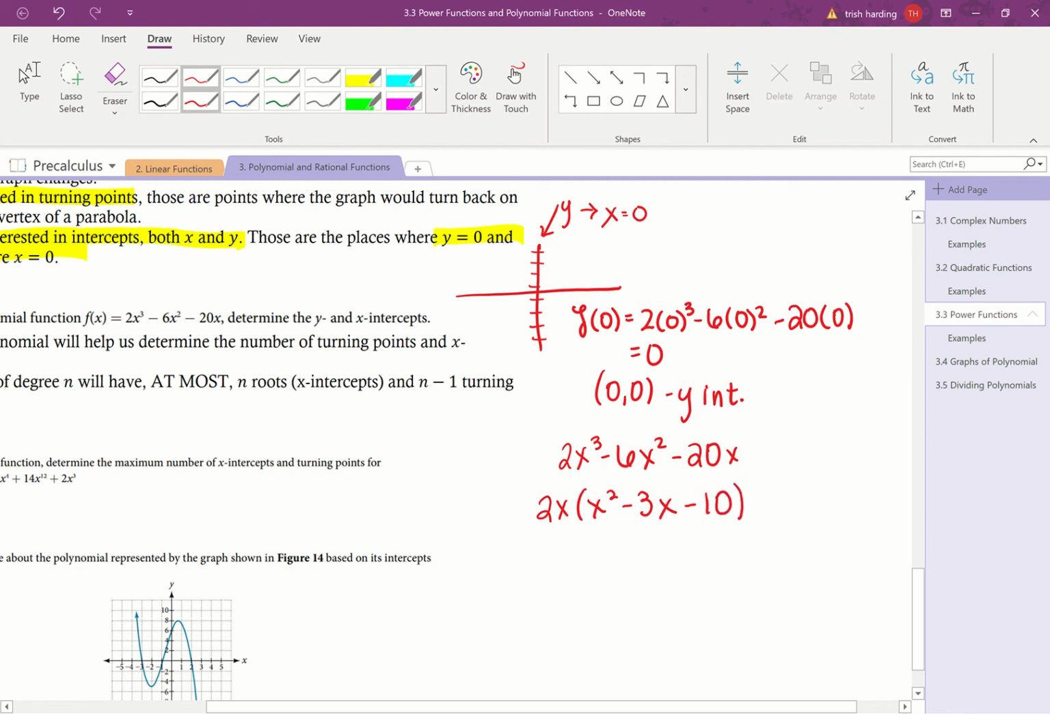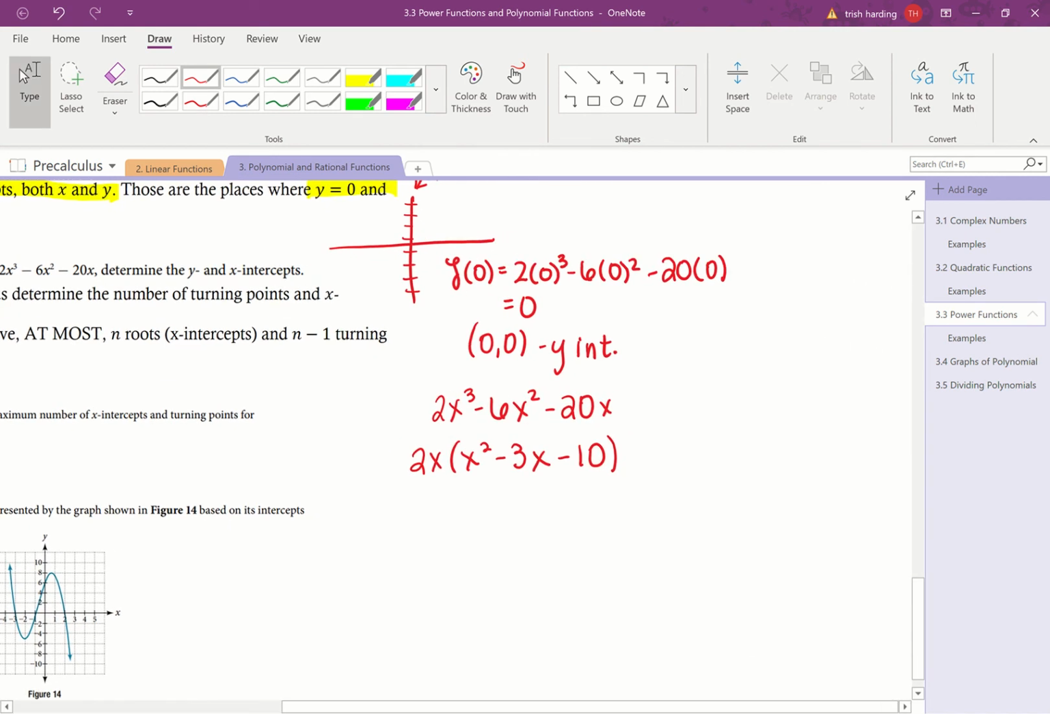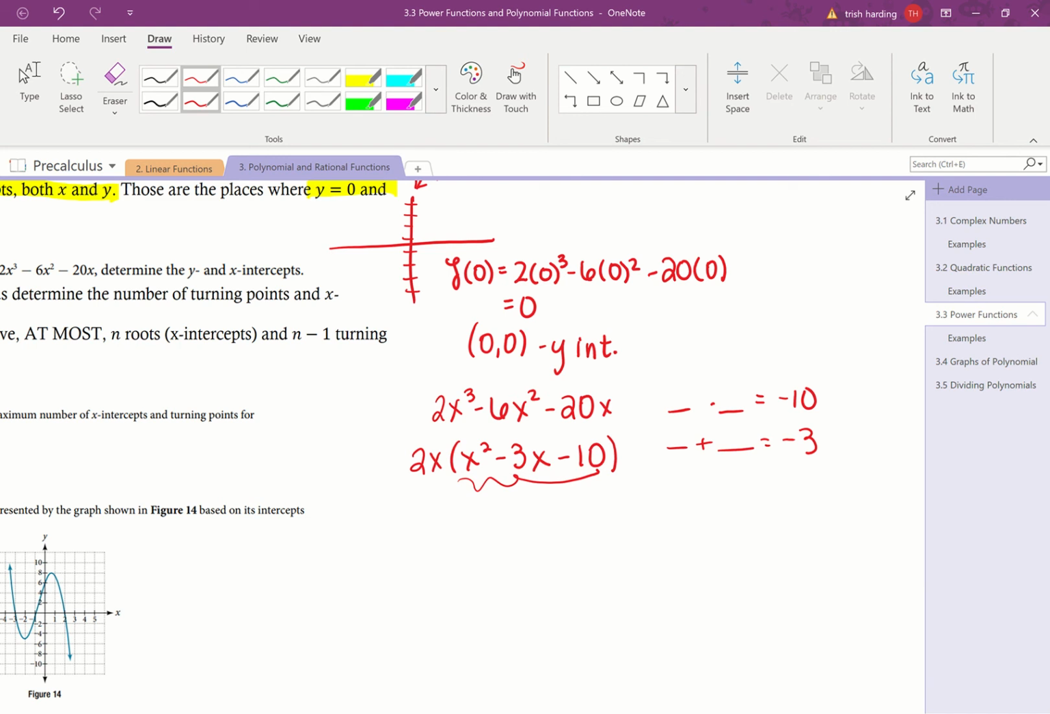There we go. I'm going to take that out. So now I'm going to factor the inside. This is how I do it. And yes, I can't do it in my head. So sorry, guys. For those of you that can, wonderful. But I cannot. So do whatever you need to do to make sure you get the right answer.